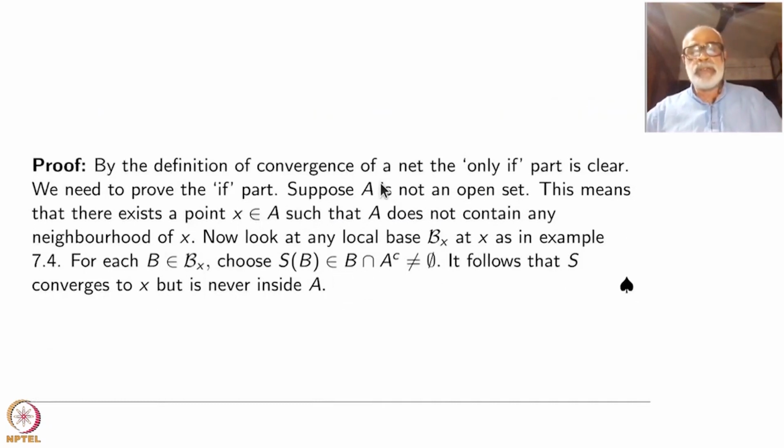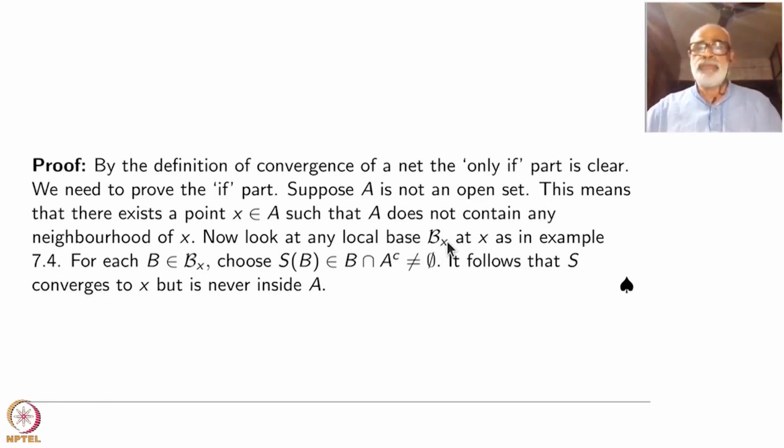By the definition of convergence of a net, the only if part is clear, eventually it should be inside A. We need to prove the if part. Suppose A is not an open set. This means that there exists a point x inside A such that A does not contain any neighborhood of x, because if it contains a neighborhood, it will be in the interior. If every point is in the interior, then A is open. So there is at least one point which satisfies this property, namely no neighborhood of this point x is contained inside A.